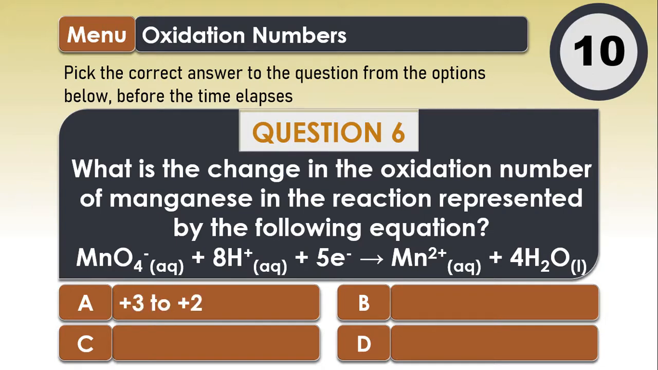A. Plus 3 to plus 2, B. Minus 1 to plus 2, C. Plus 5 to plus 3, and D. Plus 7 to plus 2. The time starts now.